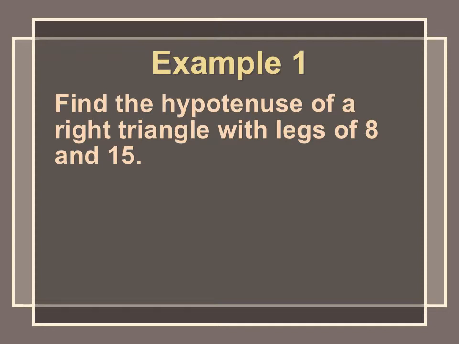So we're looking for the hypotenuse, which remember is C. And the legs are 8 and 15. So one of them is A and one of them is B. Let's go ahead and let 8 be A and 15 be B. So our Pythagorean theorem says that C squared equals A squared plus B squared. We're trying to find C, so we're going to keep the C squared. But we're going to let 8 be A and 15 be B. So we get 8 squared instead of A squared, and we get 15 squared instead of B squared.